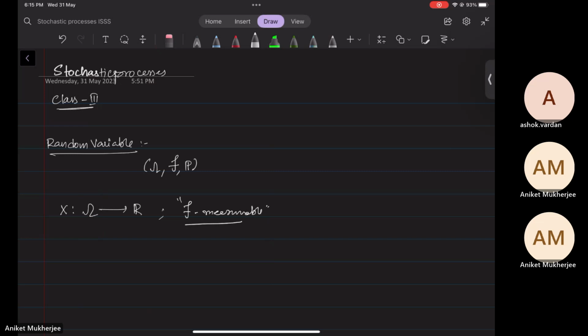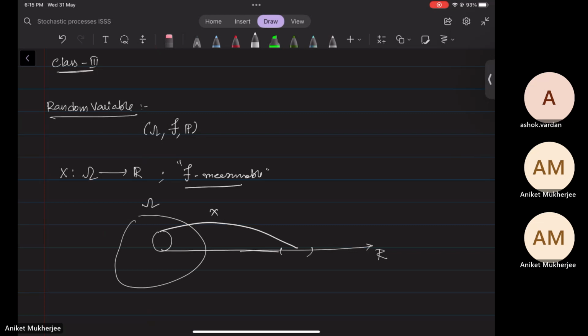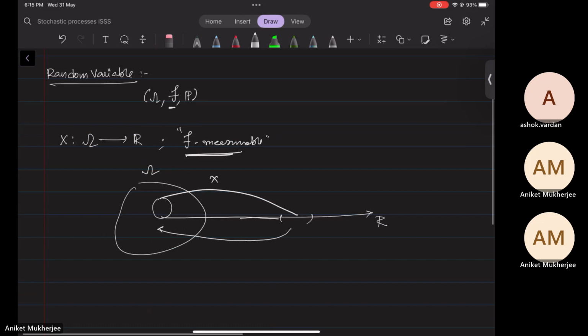So what does F-measurable mean? I'll not go too much into the mathematical writing of this, but what does it mean? You have a sample space omega, and you have the real line R. What X does is it takes a set and maps it to some part of the real line. Now the inverse of this mapping back to here gives an event. The inverse mapping of the random variable X gives an event. Now this event should be a part of the event space. If it is a part of the event space, then it is an F-measurable function.